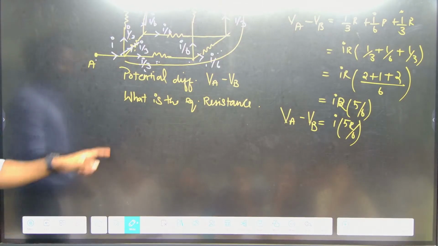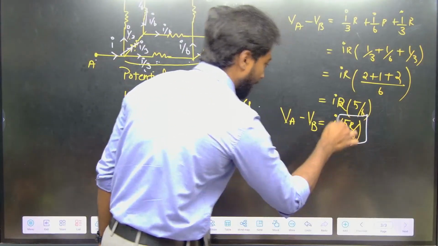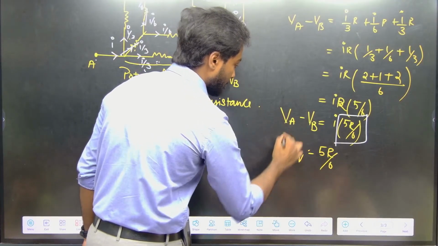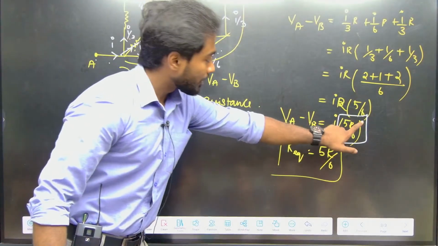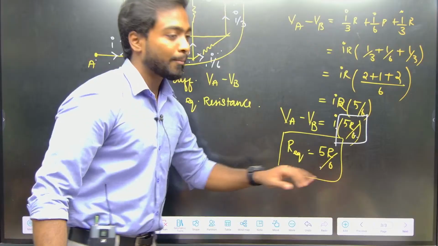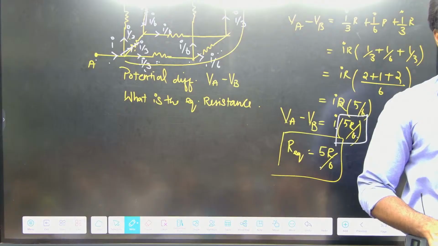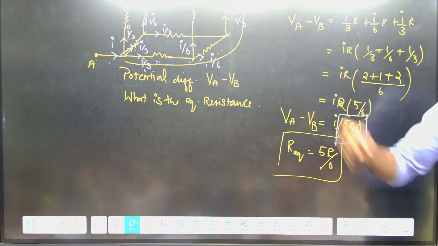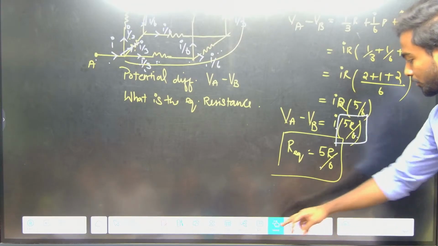Now they are asking what is the equivalent resistance. So this is my equivalent resistance, 5R by 6. So R equivalent is equals to 5R by 6. So current is flowing I only, no? I have considered I only. So the remaining is resistance. So 5R by 6 is the resistance. So this is one way to find the equivalent resistance. Either I can use the formula series or parallel, or I can use the potential difference formula also to get the equivalent resistance. Okay, you can copy down this one.